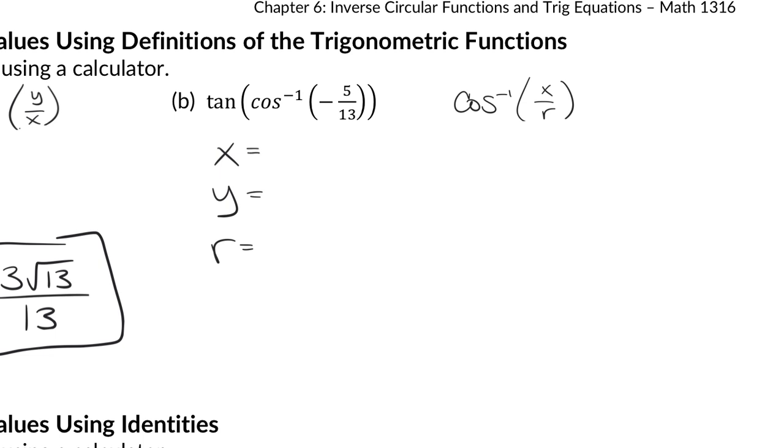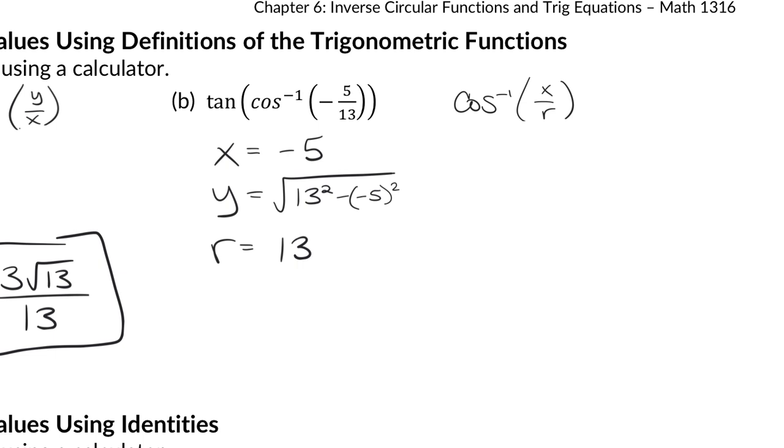What is r? 13. What is x? Negative 5. Thank you for making it negative. Remember, radius cannot be negative, so that negative belongs to the x. We need to find the y. I find the y using the Pythagorean theorem: 13 squared minus negative 5 squared. Can I use the calculator? You can use the calculator to do this part.